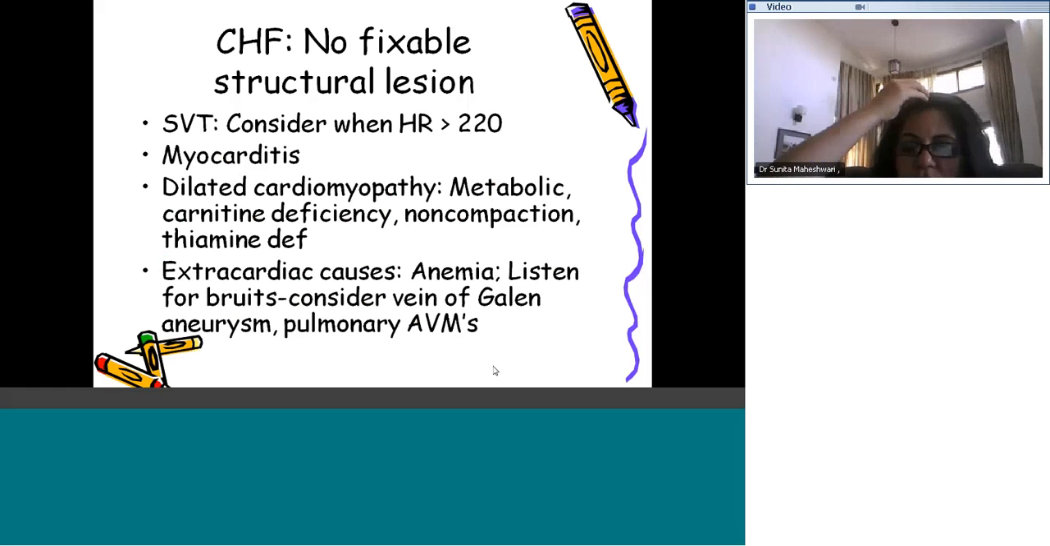So listen, put your stethoscope on the anterior fontanelle, consider a vein of Galen aneurysm, and actually pulmonary AVMs don't present with heart failure, they present more with cyanosis, but hepatic AVMs. So again, put your stethoscope on the liver and listen for any bruits. So think of extra cardiac causes as well when you have heart failure.